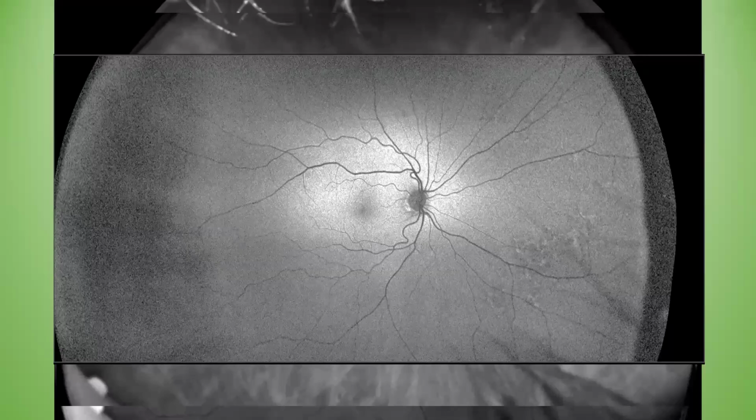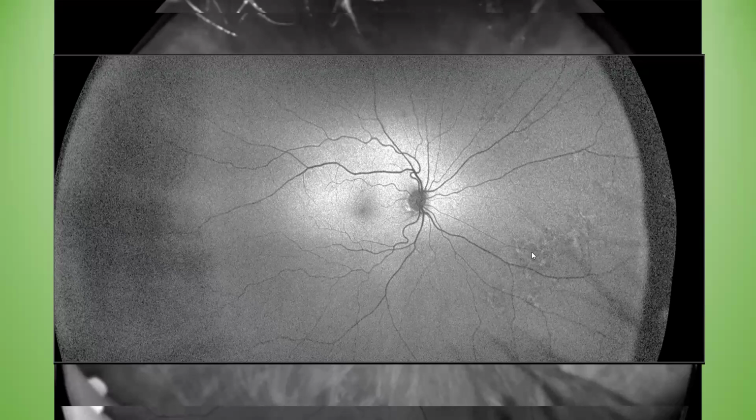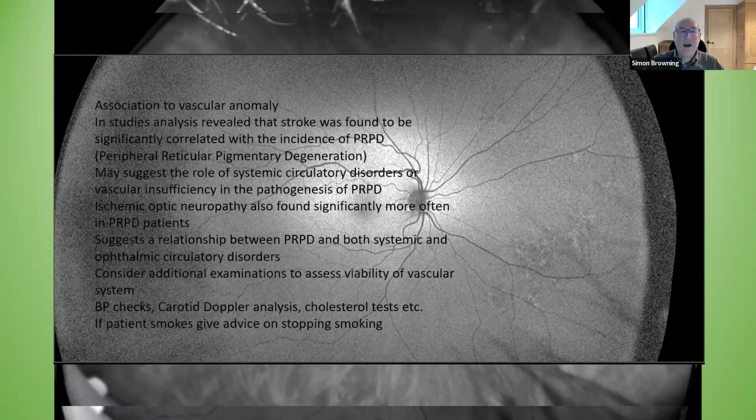So with autofluorescence, you get this classic lace-like pattern in the periphery here. And this tends very much to agree with the areas of pigment degeneration as well. Unlike the change with retinitis pigmentosa, where you'll get a sort of penumbra of bright hyperfluorescence, you get this very classic lace-like pattern just here. But remember the association back to the vascular changes, as I said, it is important.